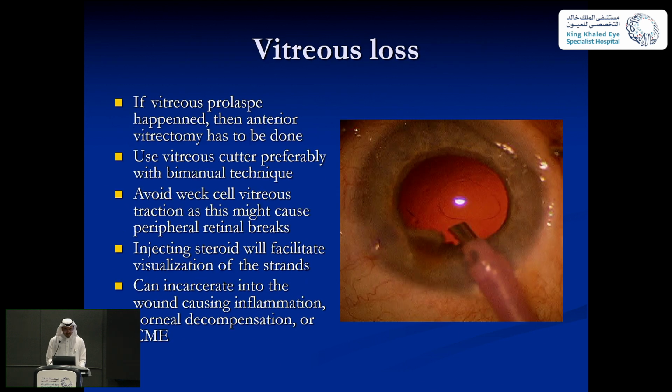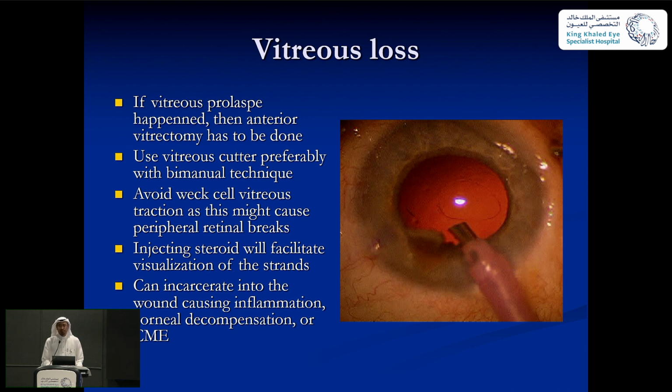Okay, so what if we couldn't salvage the posterior capsule and there is a vitreous already coming to the anterior chamber? And this also can happen even with the nucleus fragment there in the anterior chamber. If vitreous prolapse happens, then anterior vitrectomy has to be done. So there is no way around it.